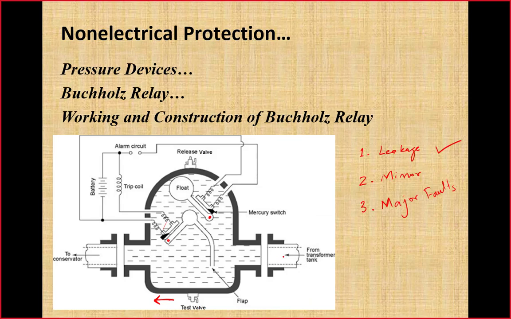Reason? Because as soon as these bubbles travel here and come into this cavity, they will immediately move to the top of the buccal relay and get entrapped over here. So with the passage of time, these bubbles will keep accumulating inside this buccal relay. And what happens? Due to the accumulation of these bubbles, oil will move into the transformer tank. This upper float will move downward and activate an alarm when a sufficient amount of those decomposed gases has accumulated over here. So it means a minor fault has occurred inside the transformer tank.